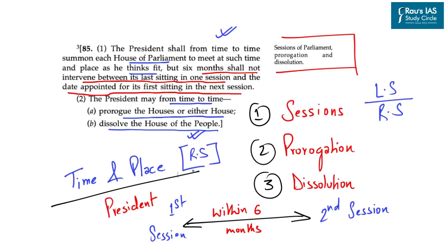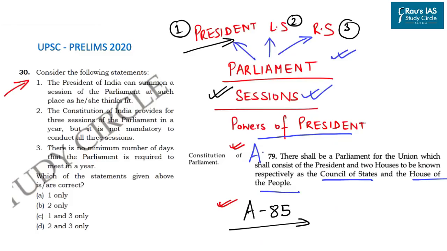Now, based on these understandings, let's go through the question asked by UPSC. So, the question was: consider the following statements. 1. The President of India can summon a session of the Parliament at such place as he or she thinks fit. Yes, this statement is correct. Second, the Constitution of India provides for 3 sessions of the Parliament in a year, but it is not mandatory to conduct all 3 sessions. No such thing has been provided under Article 85 of the Indian Constitution.